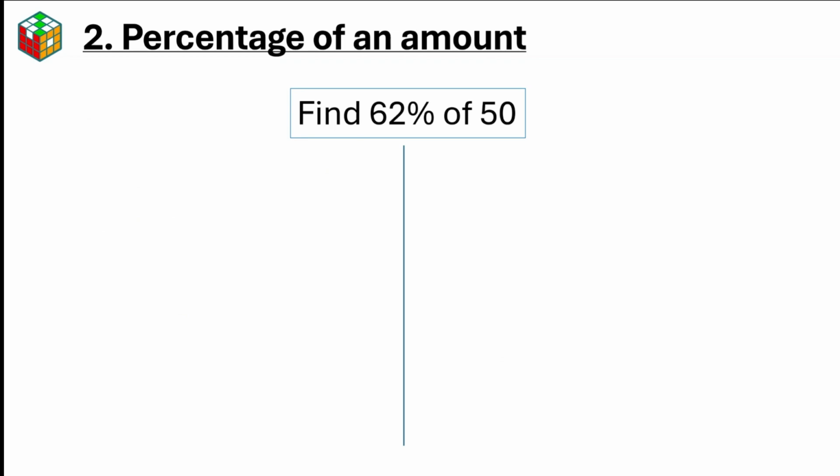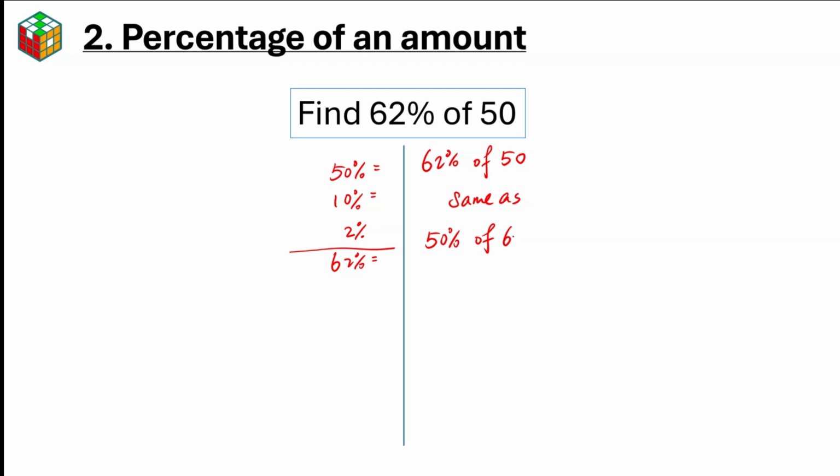62% of 50. This time, I know that you were able to find out 50% and then find out 10%, find out 2%. You were able to find out 62% slowly when you work out the amount. I would like to tell you a mathematical knowledge that will help you to make these questions a lot easier. The answer is 31. How can I work it out so quick? Because I know that 62% of 50 is the same as 50% of 62.